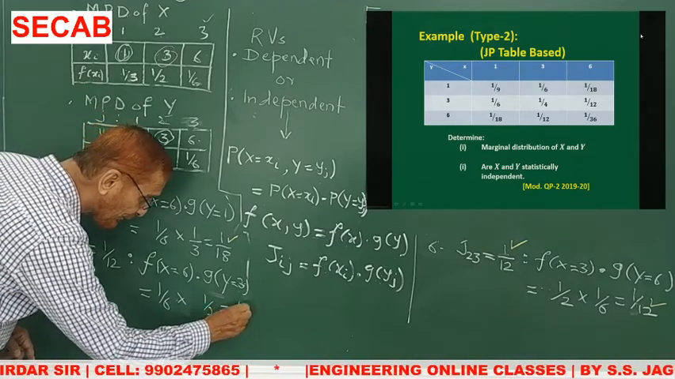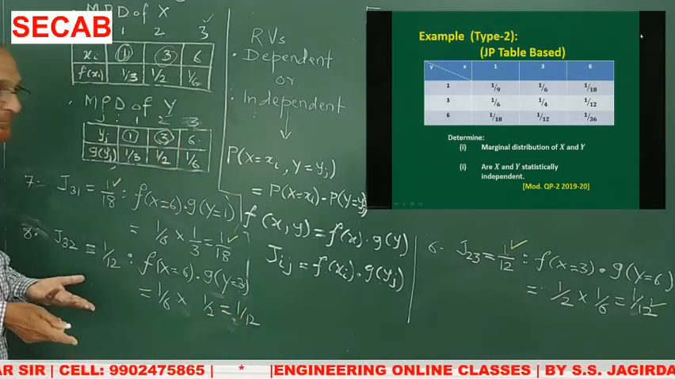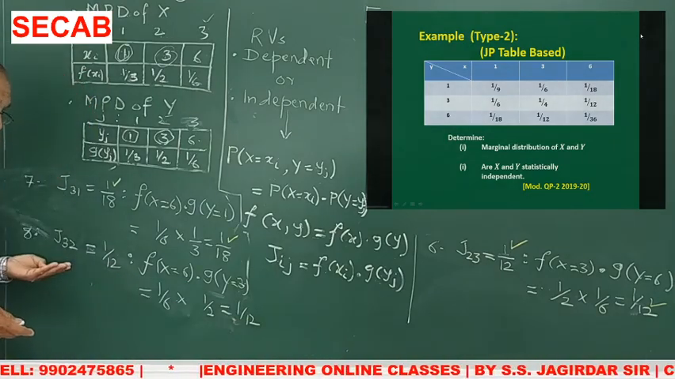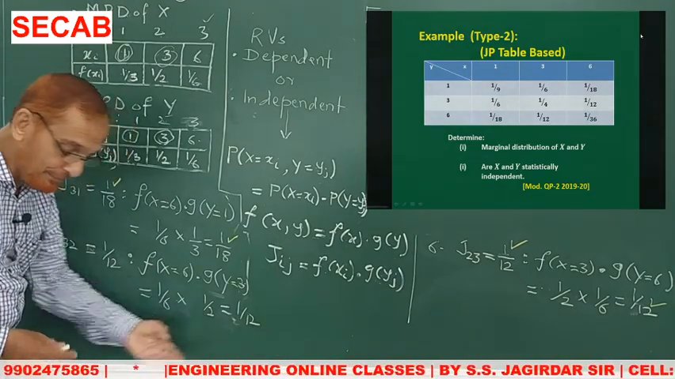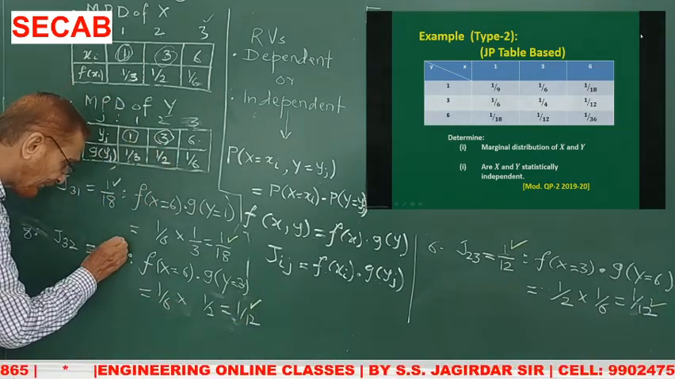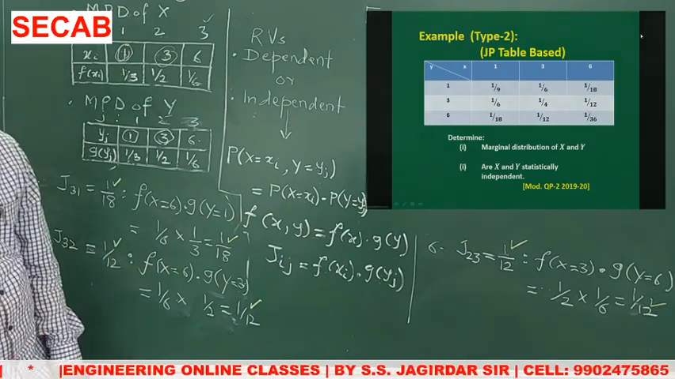And what is the answer? 1 upon 12. Here also 1 upon 12. Left hand side value and right hand side value both are equal. So this also confirms our requirement. This is how you are going to take up.